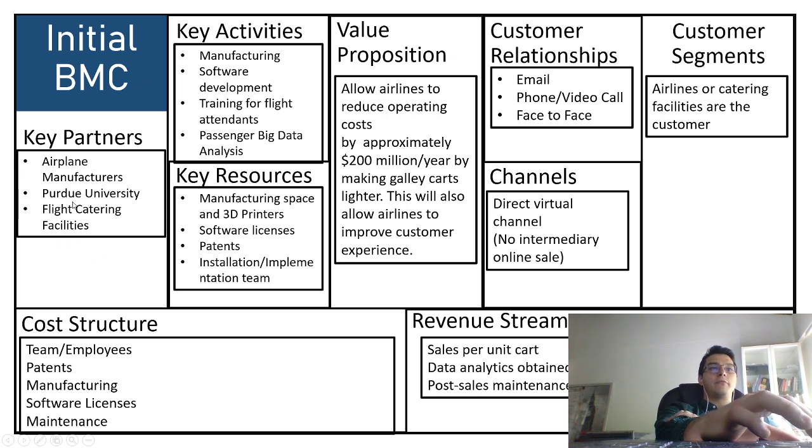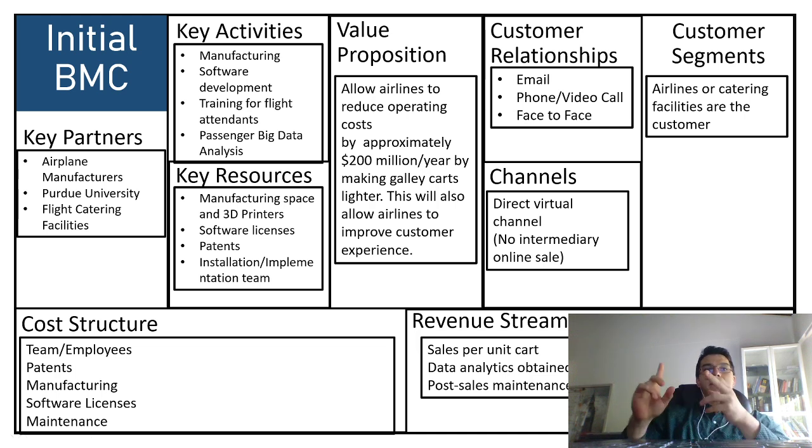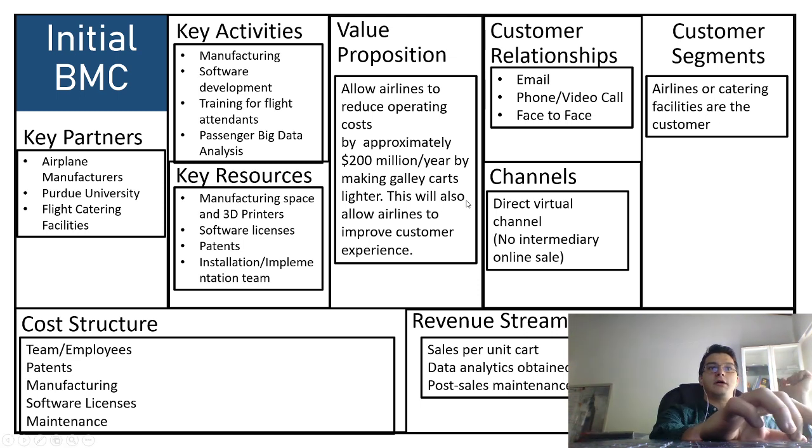So they could provide information about the carts. So activities would be manufacturing, software development, training for flight attendants, and passenger big data analysis. Key resources, we would need manufacturing space and 3D printers, software licenses, patents, and an installation or implementation team to go out there and implement our carts.